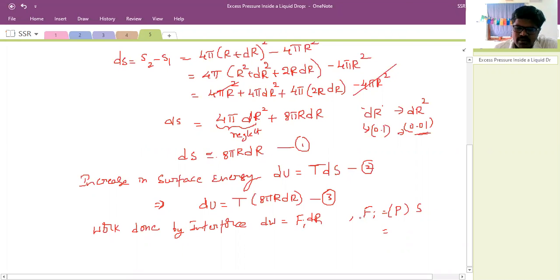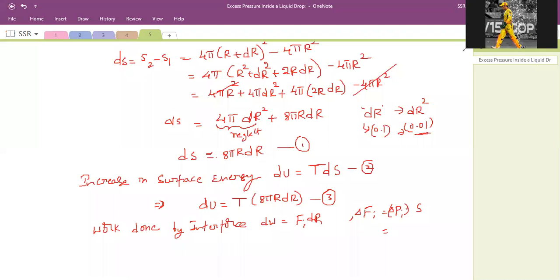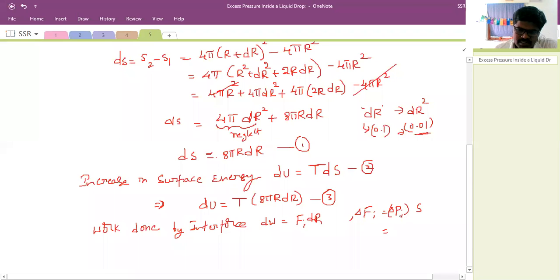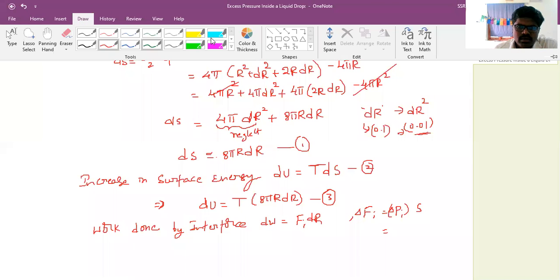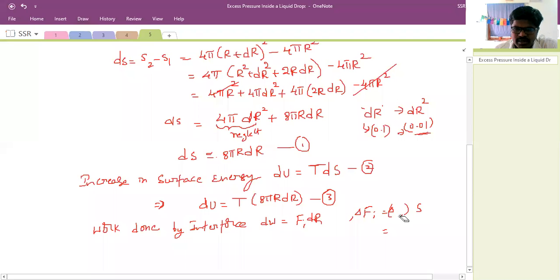So this internal force is actually the excess force, delta F, and similarly the excess pressure, delta P. So delta F I can write as delta P into S, not delta Pi, delta P into S. Delta F is equal to delta P into S. That means dW you can write as delta F into dr.